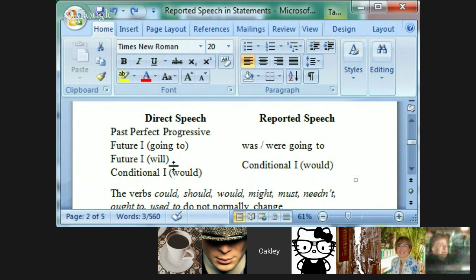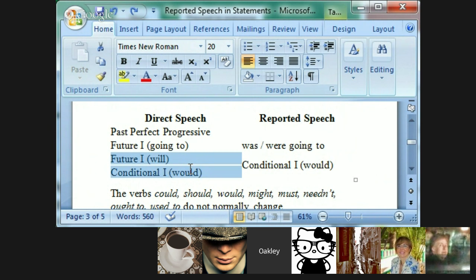Future. Future with going to. Future with will. Future with going to is interesting, actually, because you know that we use going to in the simple future to talk about a planned event. I am going to go to Spain. Reported speech: the teacher said he was going to go to Spain. Notice that interesting change in construction there. Any questions about that? I'm throwing in a couple of reported speech things that we didn't look at examples of here.